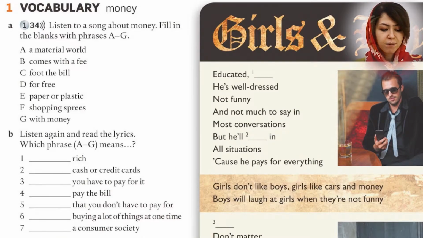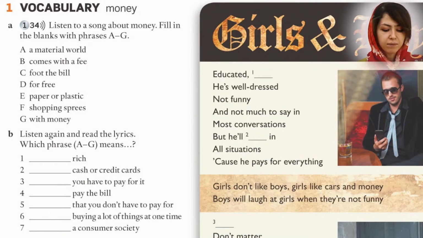So next is shopping sprees. So this is number 6. Buying a lot of things at one time. Shopping spree. Okay, for example, I went on a shopping spree last month. Okay, last month I bought a lot of things.